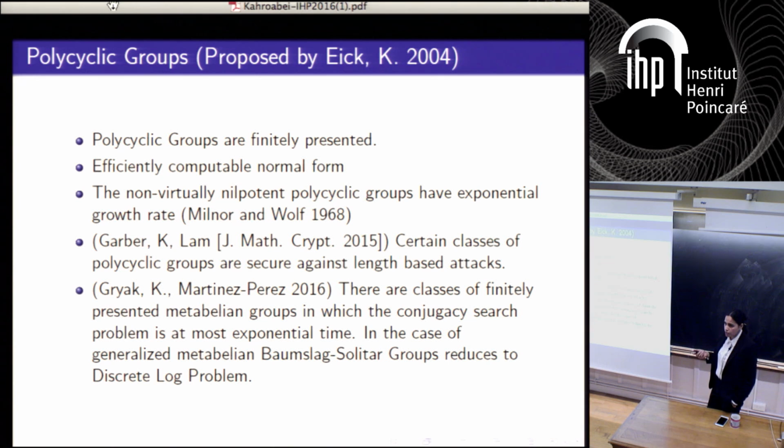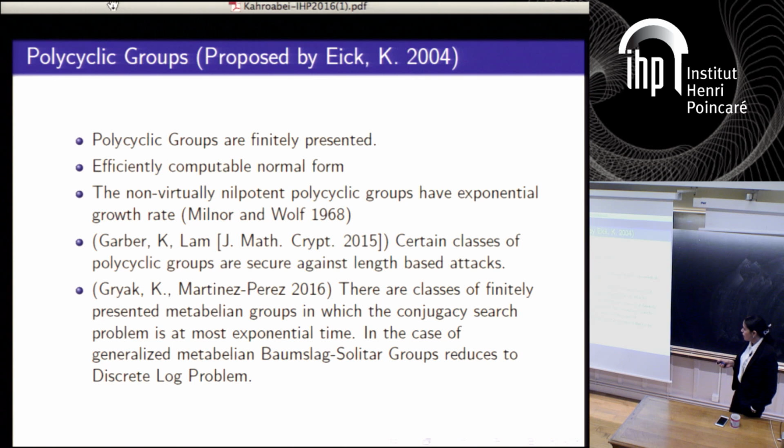The growth rate of a non-virtually nilpotent polycyclic group is exponential, by a result of two Fields medalists, Milnor and Wolf, in 1968. And recently, with David Garber and Ha Lam, we showed that there are certain classes of polycyclic groups in which the length-based attack that broke the braid group-based cryptosystem is not successful.